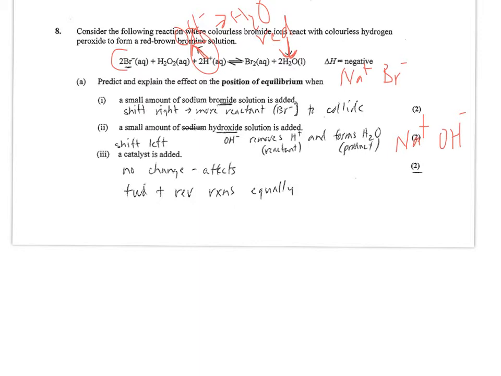And then 3, a catalyst. Now remember, this is 2 marks here, so they expect a reason. So just no change got you 1 mark, but to get the second mark, you had to mention that a catalyst doesn't affect equilibrium because it affects the forward and reverse reactions equally. Okay, so it has an effect, but it's the same effect on both the forward and reverse reaction, which means that equilibrium remains the same.